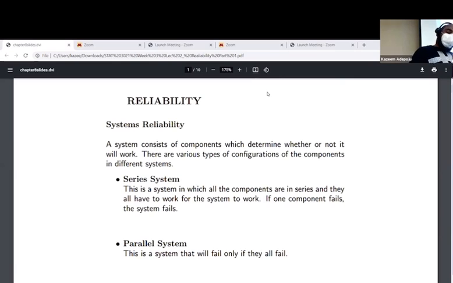Because when components are arranged in series, before the system can work, every component has to work. If one component fails, the system fails. I'm going to say that again. If one component fails, then the system will fail. And that is for the situation where components are arranged in series.